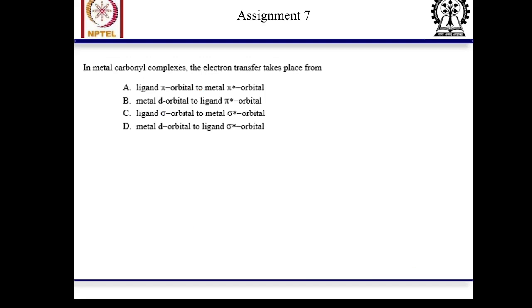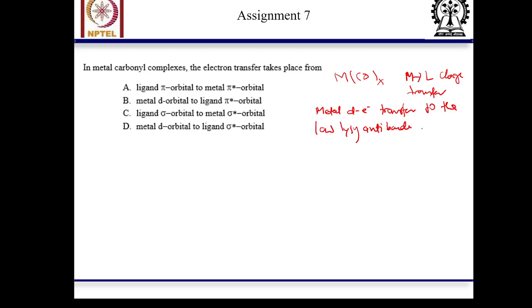In metal carbonyl complexes, the electron transfer takes place from, as I have already told, metal carbonyl complexes always have metal to ligand charge transfer, where the metal d electron is transferred to the low lying anti-bonding pi star orbital of CO. So metal d orbital to ligand pi star orbital. B is the correct answer for this.